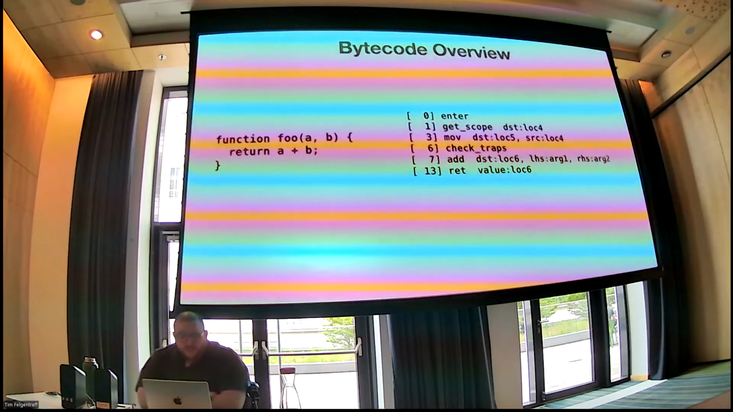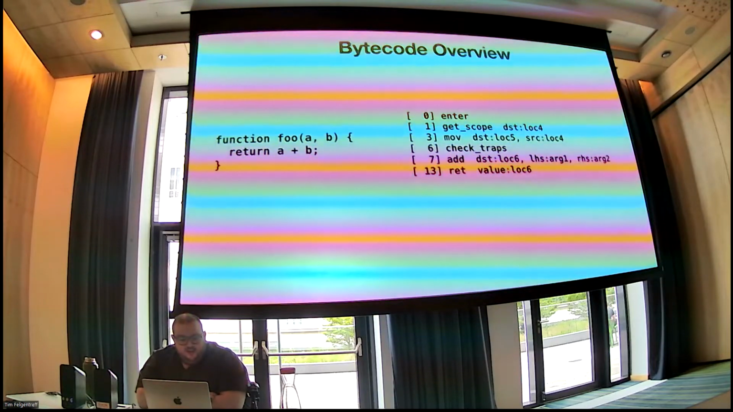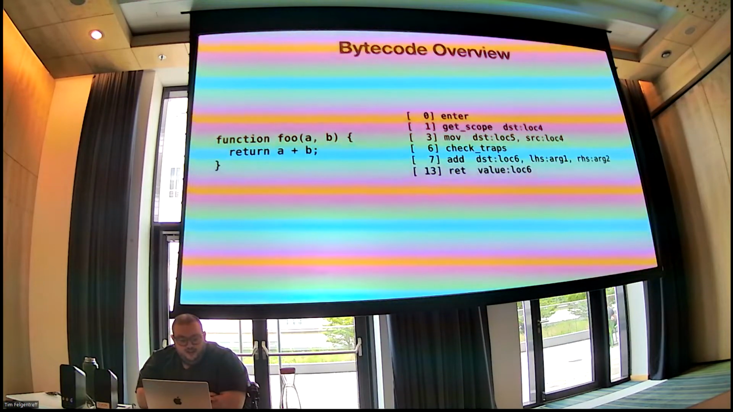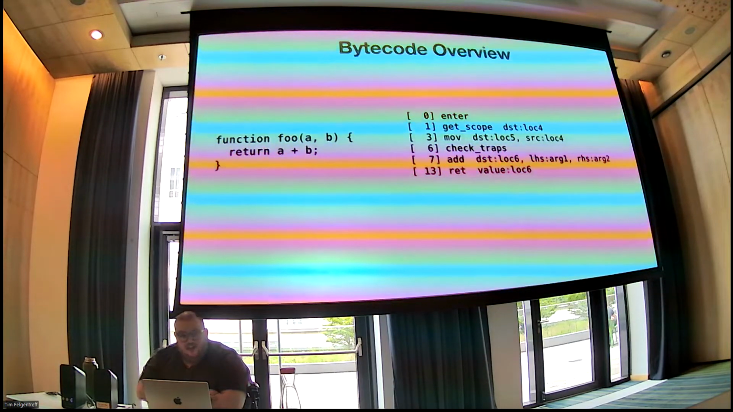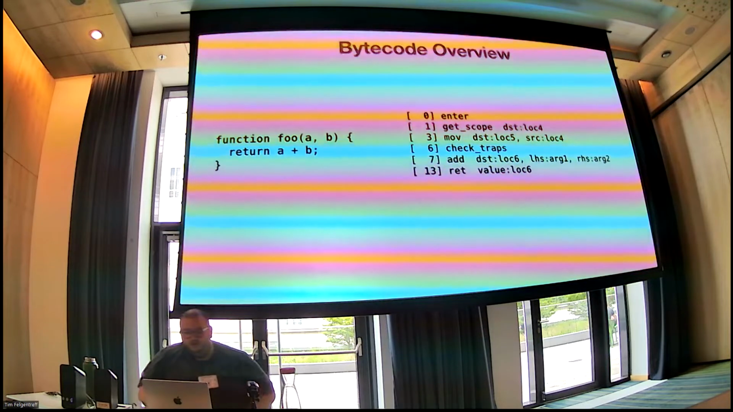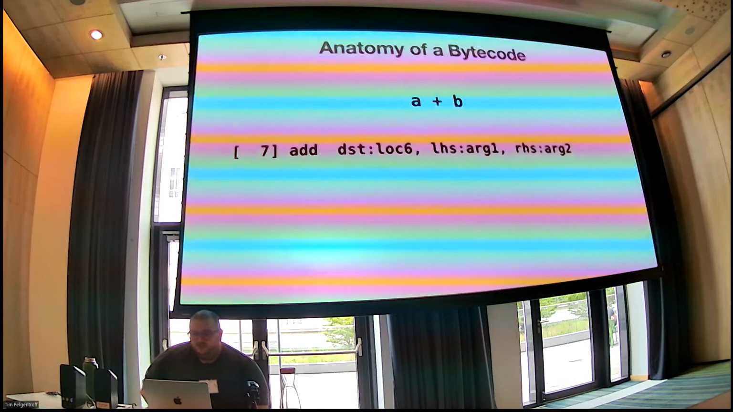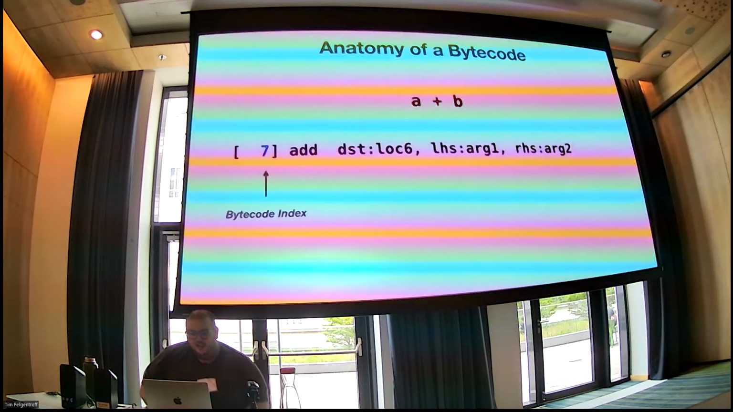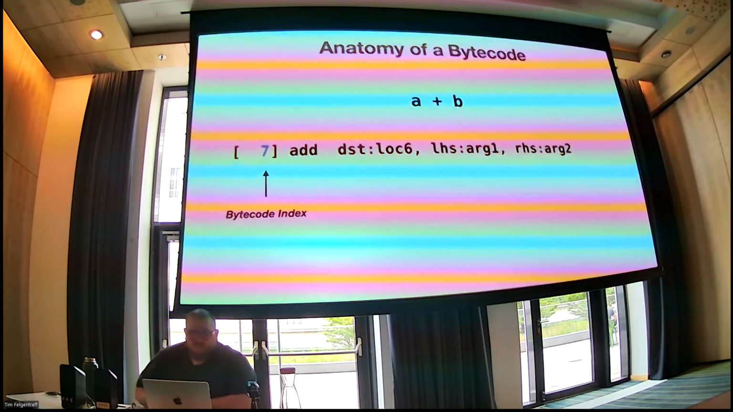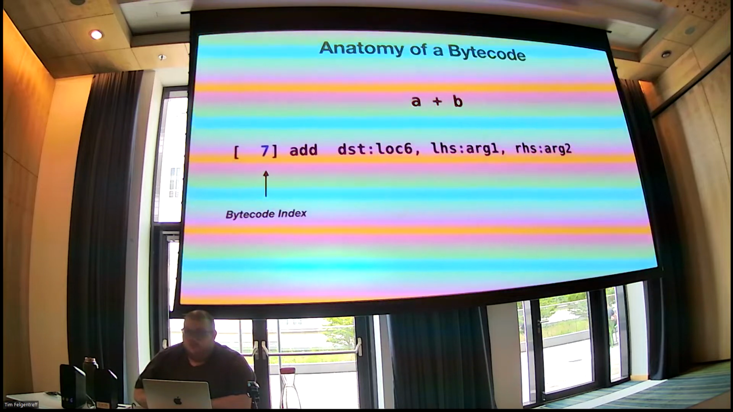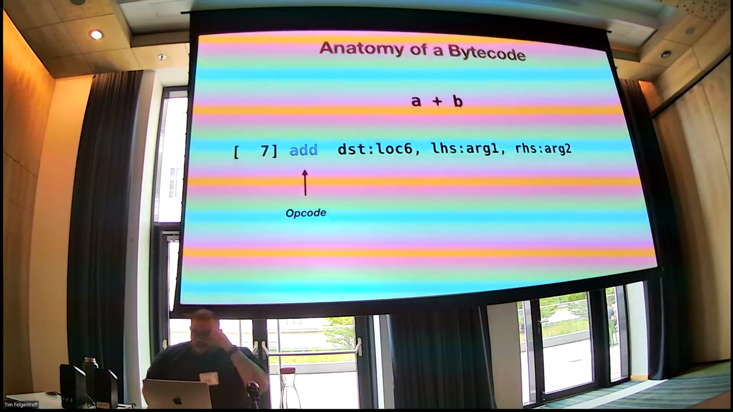Here's a big bytecode blob for this foo function. foo is just a simple JavaScript function that takes in 2 arguments, adds them, and returns the result. Before we go through what this function is doing, let's just look at the single add instruction. The first thing you see here on the left-hand side is just a bytecode index. This tells you where in the stream of instructions you are. Next, you have the opcode.